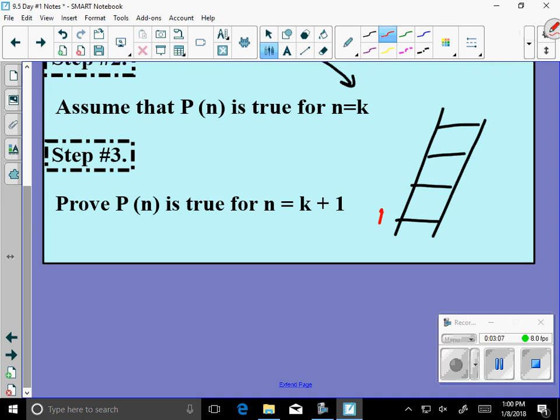We show it's true for 1. We assume it's true for k. If we can prove it's true for k plus 1, then it's always going to be true for the next term. So that's the process of induction. If it doesn't make sense yet, it will in a moment.